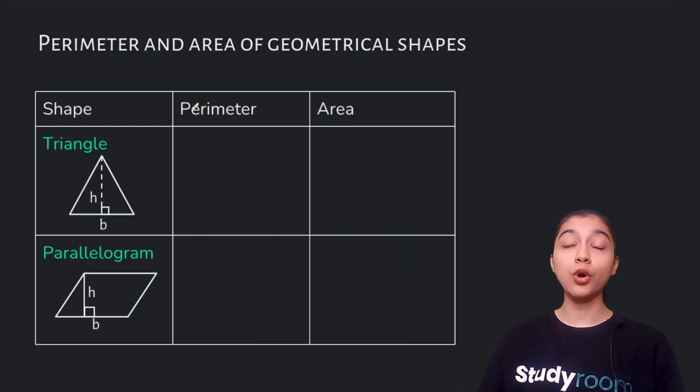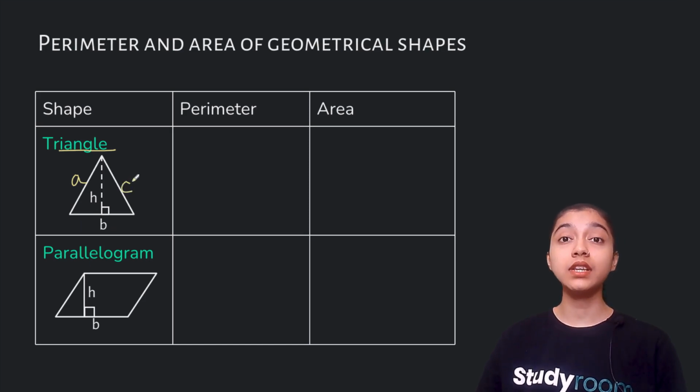Moving on to some of the more geometrical shapes. Next up we have the triangle. Now let us name the sides of the triangle as A, this side as B and this side as C. So the perimeter of a triangle is the sum of the sides. So the sides are A, B and C. We'll add them up to get the perimeter. So the perimeter of a triangle is the sum of all of its sides. So it's A plus B plus C.